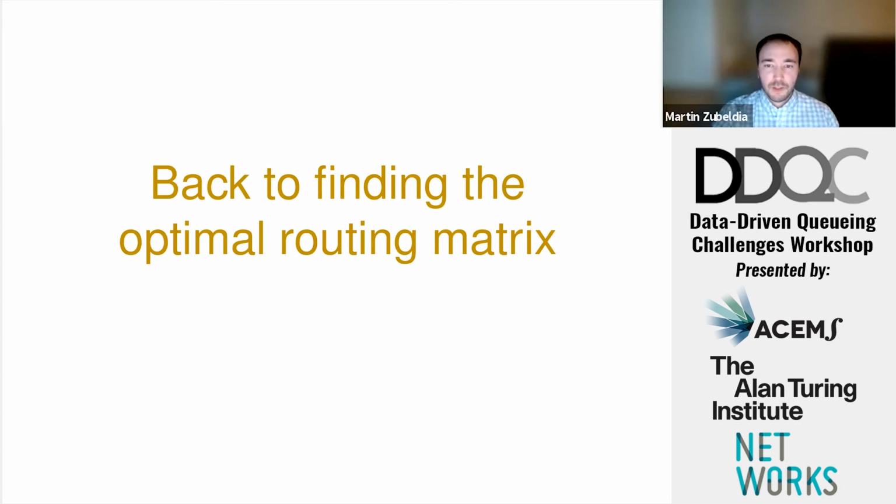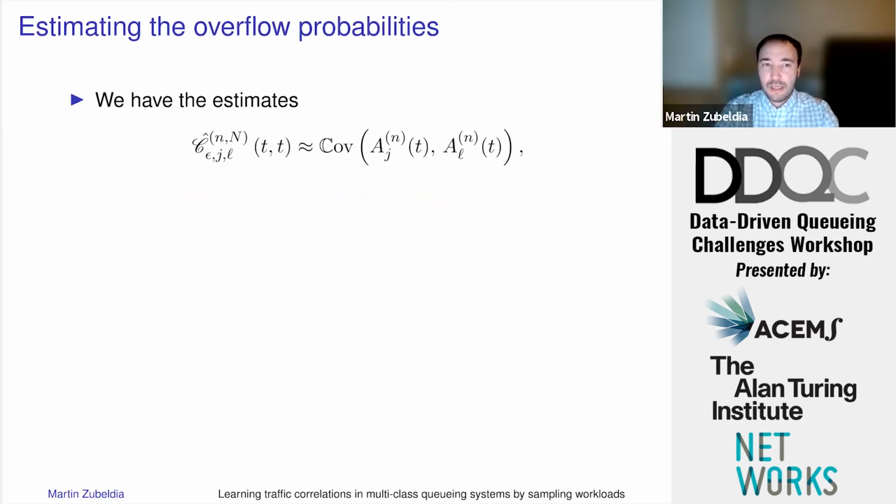Now that we can invert the Q lengths and get the covariance matrix, we need to finish the job. So we need to find the optimal routing matrix. And this is pretty straightforward. Once we have the estimate for all the covariances, we just use some large deviations approximations.